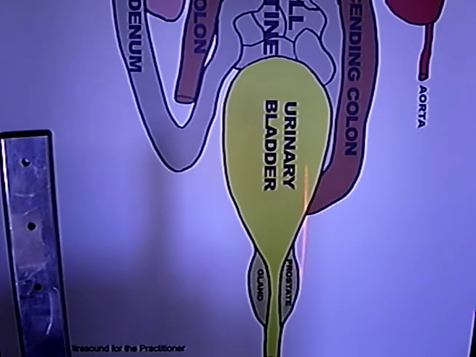Rotate the ultrasound beam to a transverse position and slide rapidly cranially to find the cranial bladder wall, then slide slowly caudally to see the entire bladder in a transverse view. When finished, rotate the transducer back to a sagittal position.